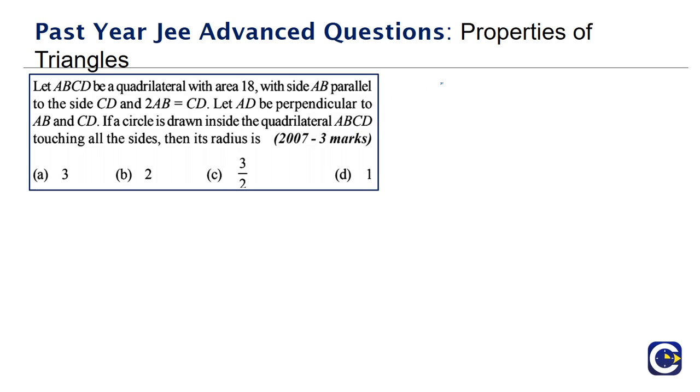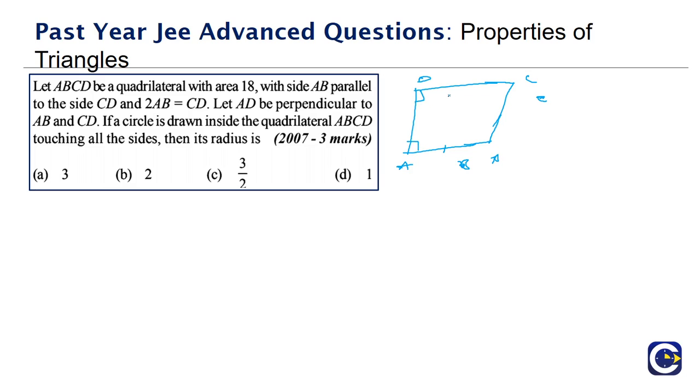So first, what they give: ABCD is a quadrilateral, so I am considering some quadrilateral with the given conditions. AB is parallel to CD. I am considering this ABCD. These both are parallel, and they give 2AB is equal to CD, which implies AB is half of CD. So I have drawn it such that AB is a smaller length and CD is a longer length. And then they give AD is perpendicular to AB and CD. So this angle A is 90 degrees and angle D is 90 degrees.